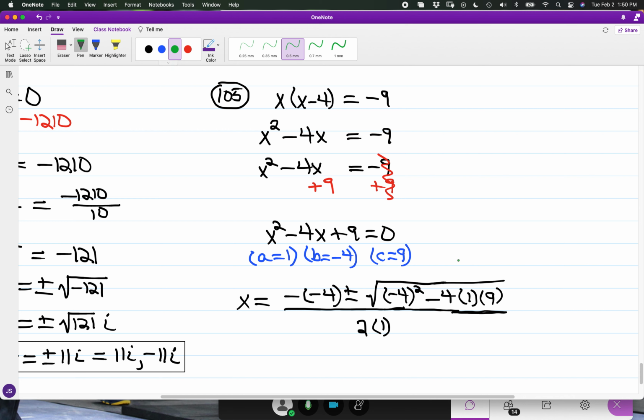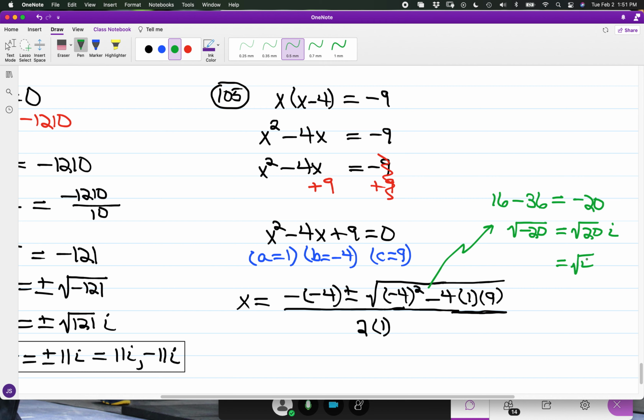Now, for what we have within the radical, the square of negative 4 is positive 16. We've got negative 4 times 1 is negative 4, times 9 is negative 36. 16 minus 36 is negative 20. And 20 is another case of a number that is not a perfect square, but is a multiple of a perfect square that is greater than 1. So you have the square root of negative 20, the square root of 20i.